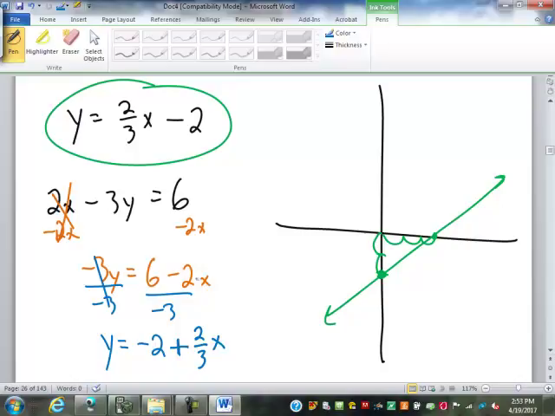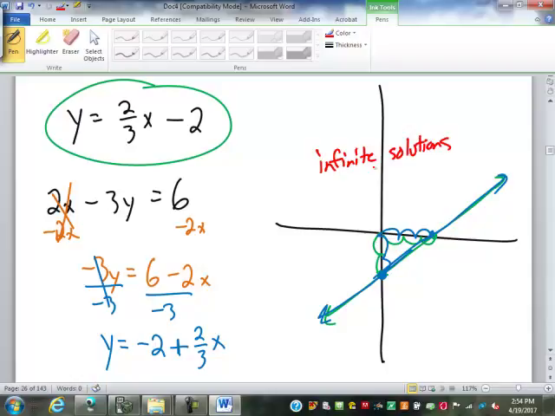Then we take the coefficient of x just over what we're dividing by. So 2 over 3 x. So where do we start with that one? -2, and from there, where do we go? Up 2 over 3, that gives us that line. So what's our solution here? There's infinitely many solutions here, an infinite number of solutions.